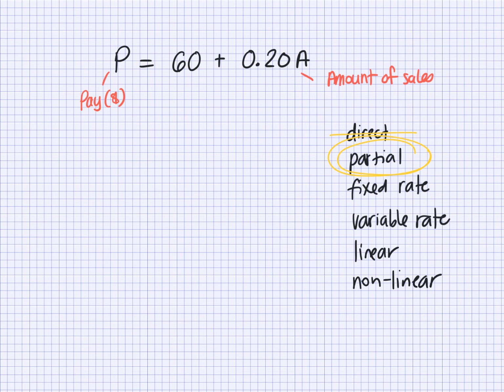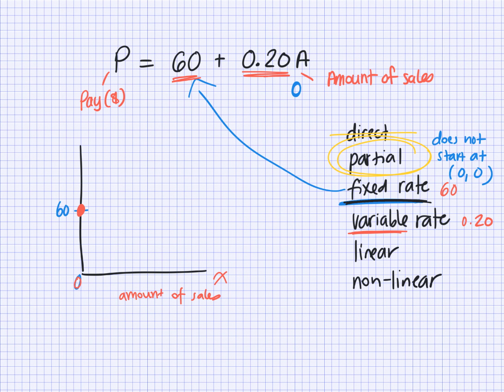So the amount of sales is more. Okay, you're on the right track. Who wants to help her out? She's on the right track. Kareem? So like the pay is 60, right? And the origin is 0, right? Yeah. So it doesn't start at 0. Yep. So which makes it partial. We did this last class. That's on your test as well.